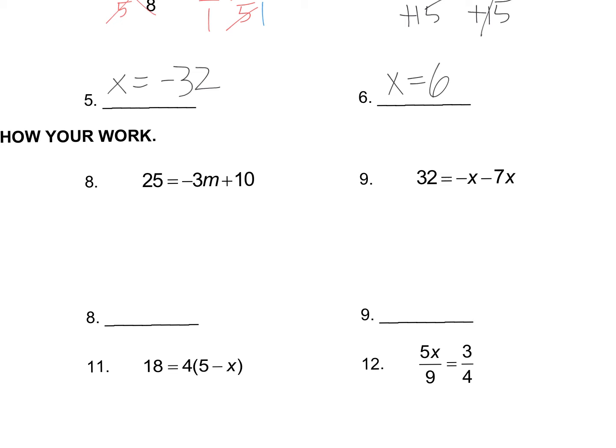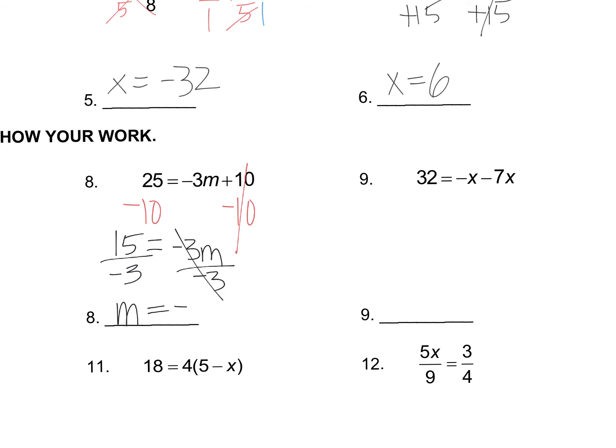Coming to number 8, a fairly straightforward multi-step equation. We want to get rid of the 10 first because that's furthest away from x. So those cancel. I'll go ahead and keep the -3m on the right hand side. 25 minus 10 gives you 15. Divide by -3. And now I'll move m to the left hand side. m equals, these cancel. Positive divided by a negative is a negative. 15 divided by 3 is -5.